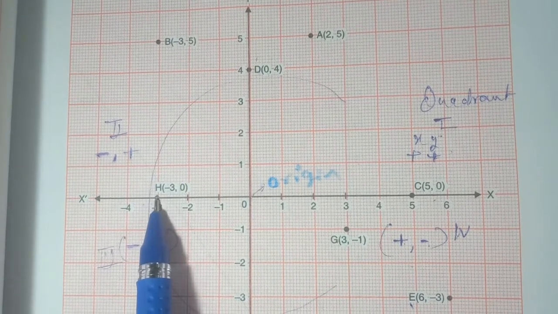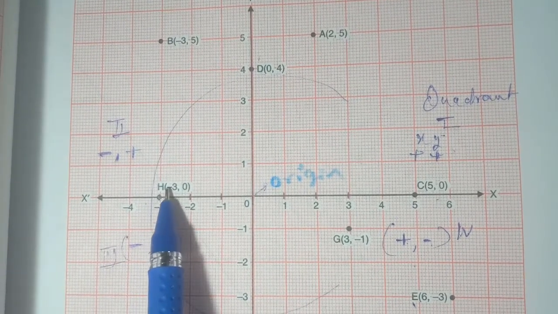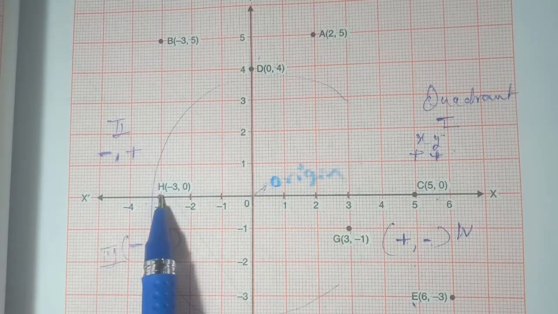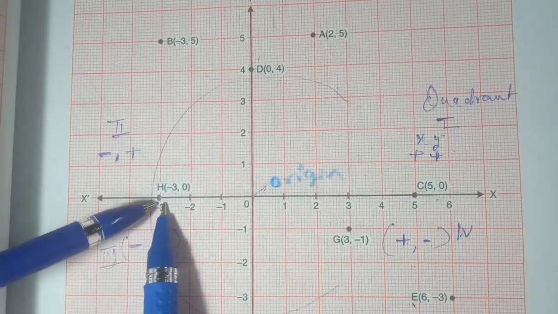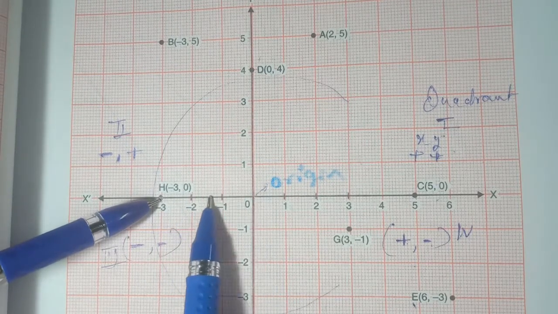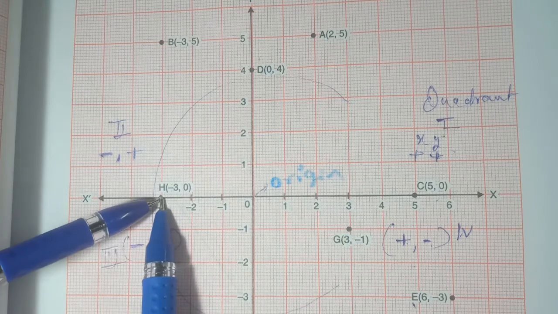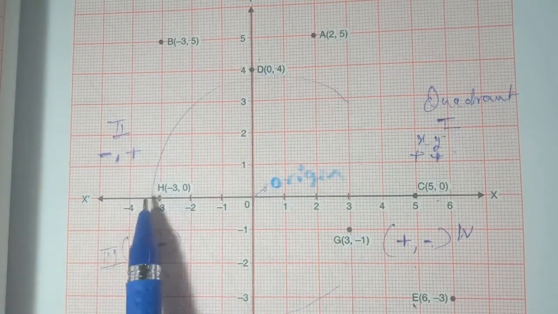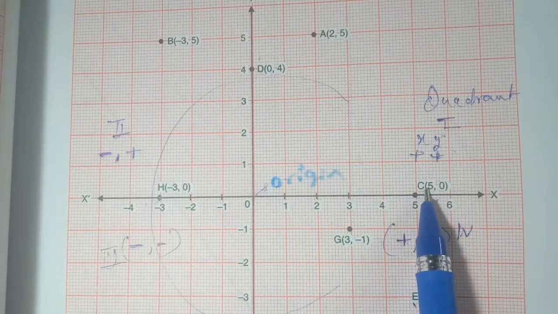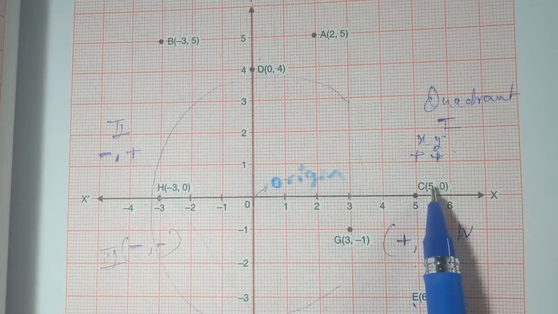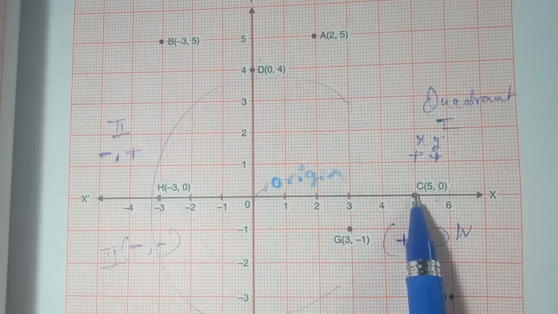The same way if we talk about point H, the points are -3 and 0. X is -3, so on -3 we have to plot it. Why? Because y is 0. If we intersect both of them, they will intersect here. So this point -3, 0 is lying on which axis? The x-axis. The point C is lying on which axis? The x-axis, on the positive side, 5, 0, on the fifth point.